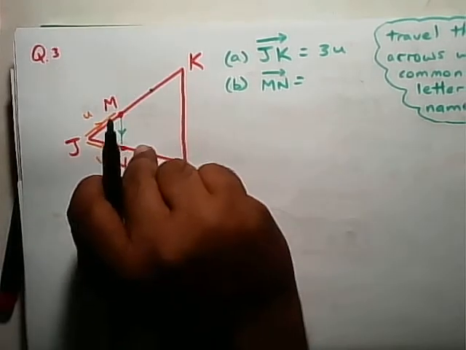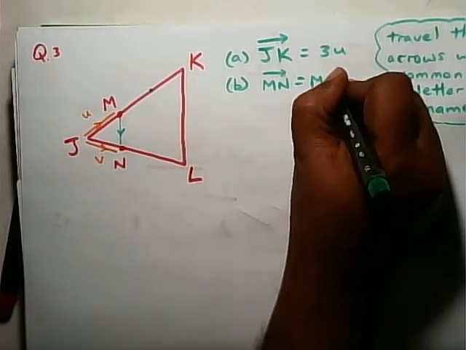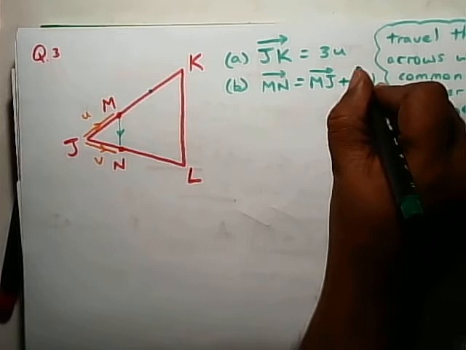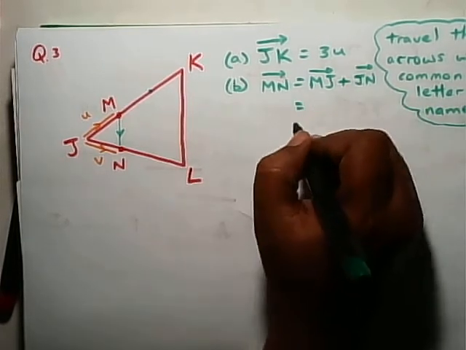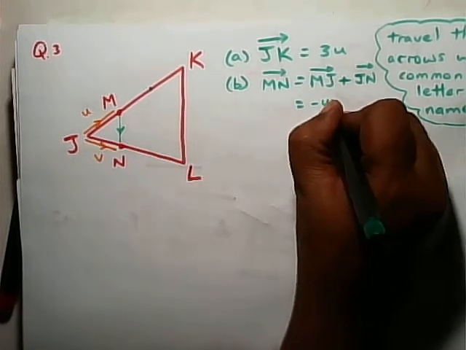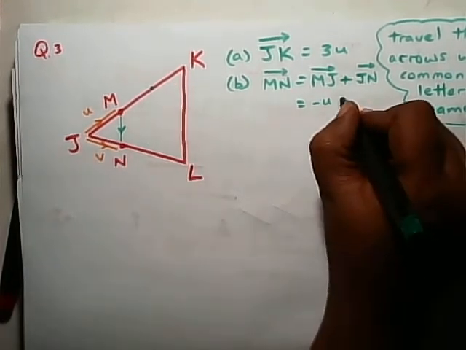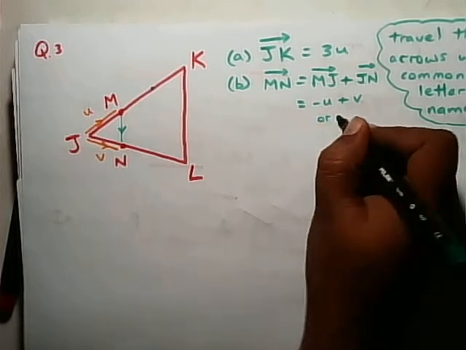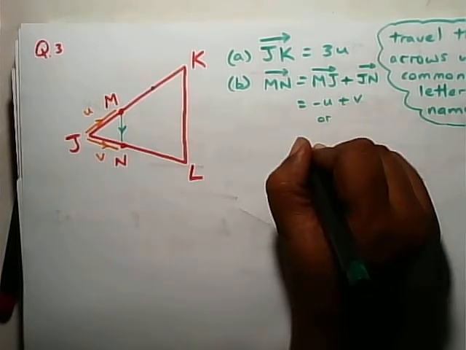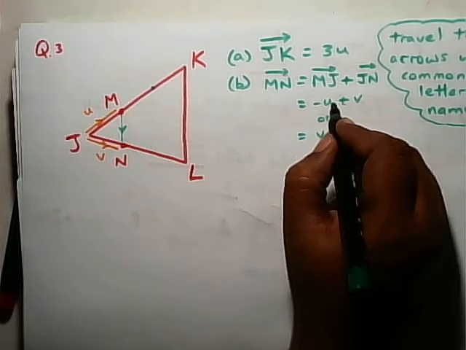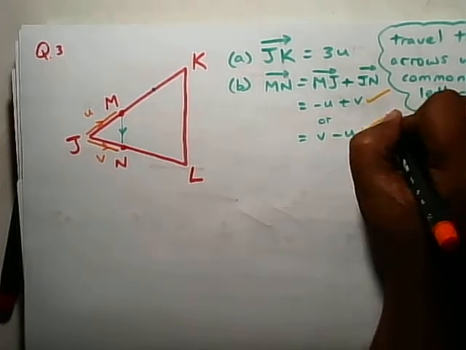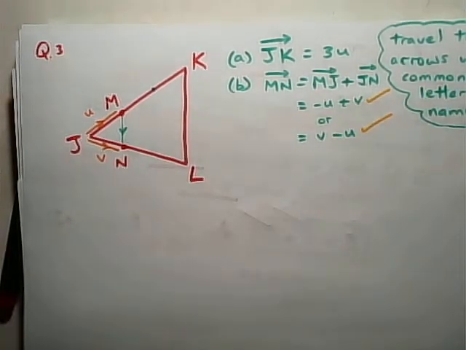Okay, so we're going to get from M to N. We're going to go from M to J, so we'll take an MJ arrow, and then we'll go from J to N. Let's replace MJ with a letter. MJ is a negative u, and JN is a v. So you can write it like that, or if we take the plus v and put it in front, you could have a v first and the minus u next. Both answers are correct. So let's tick it off. Both answers are possible. You just have to show one answer.